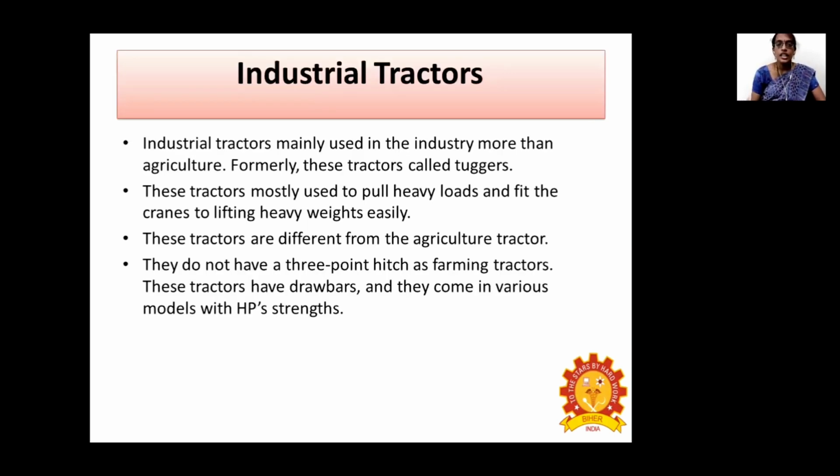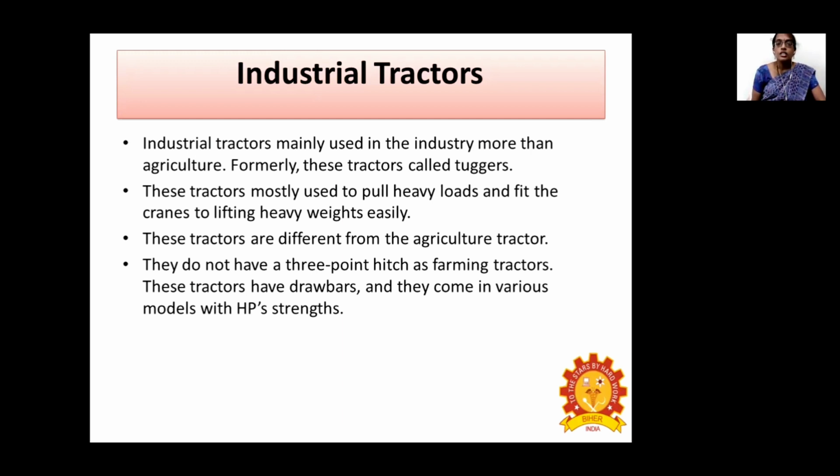And next comes the industrial tractor. It is mainly used for industrial purposes more than agricultural operations. These tractors are known as tuggers, and they are mostly used to pull heavy loads, and can be attached to cranes. Mainly it is used to lift heavy weights very easily.